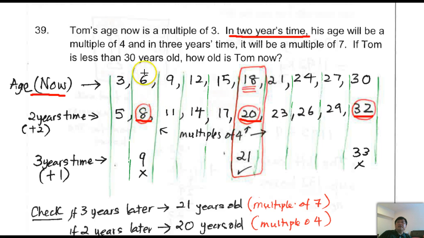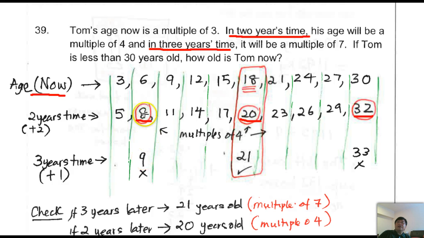It could be now your age is 6 years old, now your age is 18 years old, or now the age is 30 years old. So I'll just only concentrate on this, right? So that's why when it says in 3 years time over here, in 3 years time it will be a multiple of 7. So this is in 2 years time. In 3 years time you just plus 1, don't plus 3. 3 years time from now, not 3 years time from that 2 years time. Okay, so 3 years time from now is from here you just plus 1.